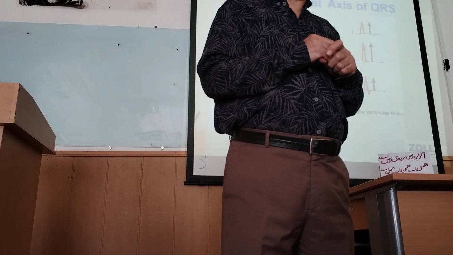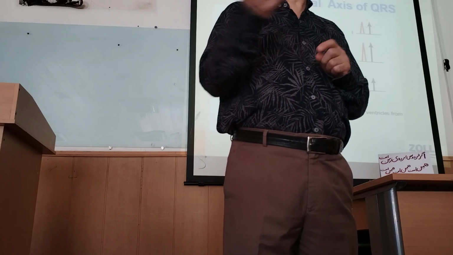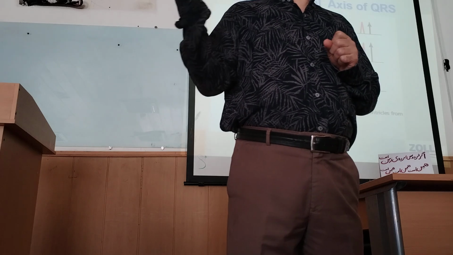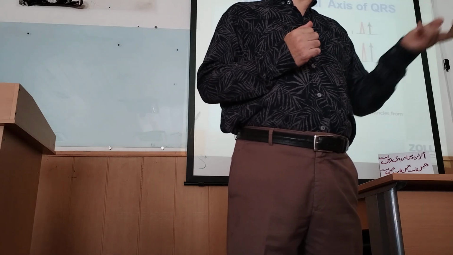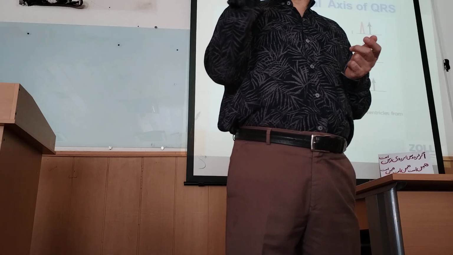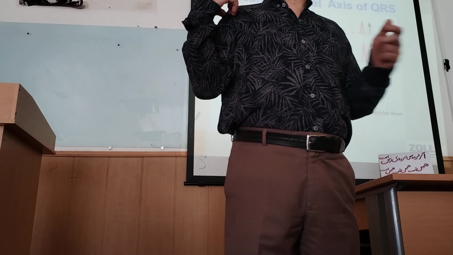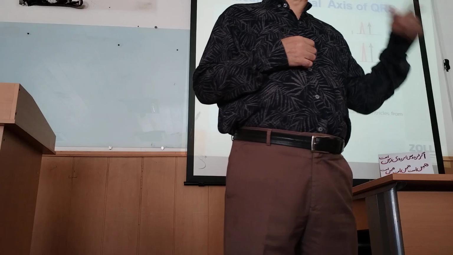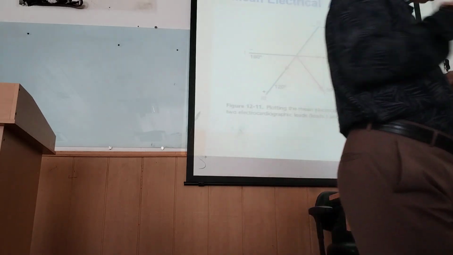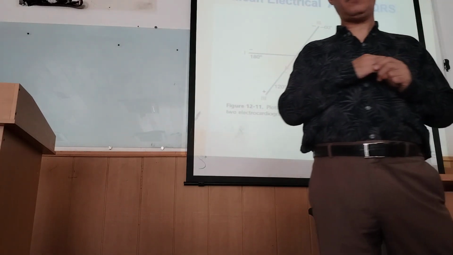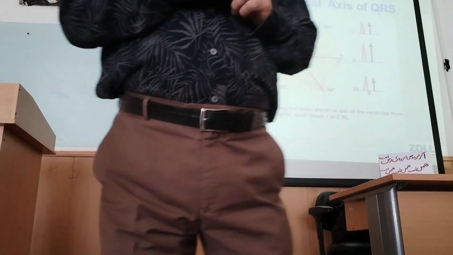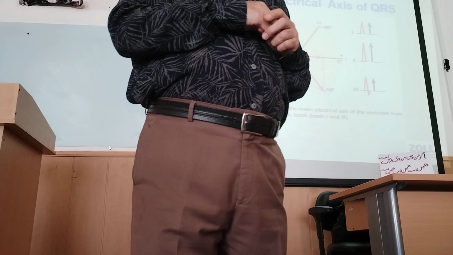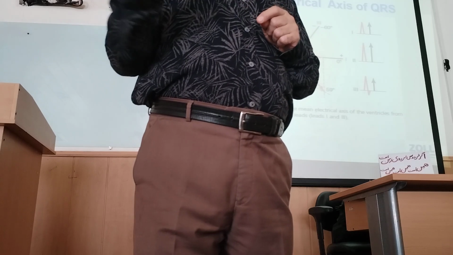Bipolar electrodes or leads means a combination of two limb electrodes. For example, right hand and left hand. This is the bipolar limb electrode for lead 1. Right hand and left leg for limb lead 2. Left hand and left leg for lead 3. These are bipolar limb leads, which were invented by Dr. Einthoven in 1901.